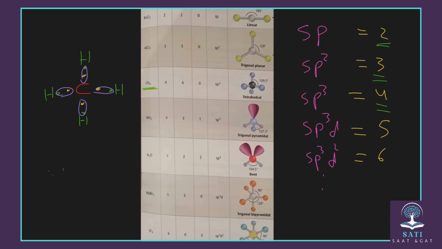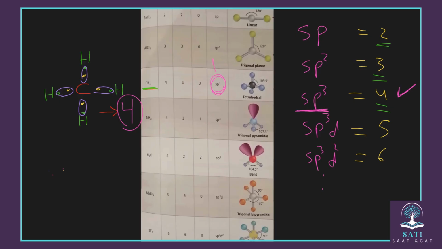Since all of them are used, now I count how many bonds there are. Remember that. How many bonds now here? The number of bonds here is 4 bonds. If the number of bonds is 4, I go here to these numbers. Where is the number 4? This is the number 4, you see? If it is 4, what type of hybridization is it? It is sp3. So as you see here, it is sp3.